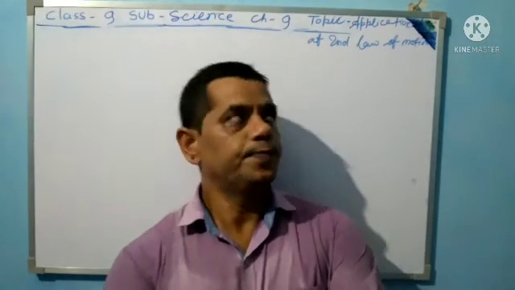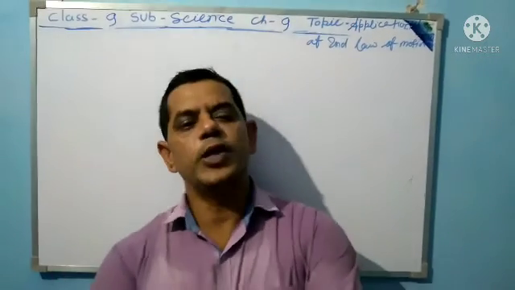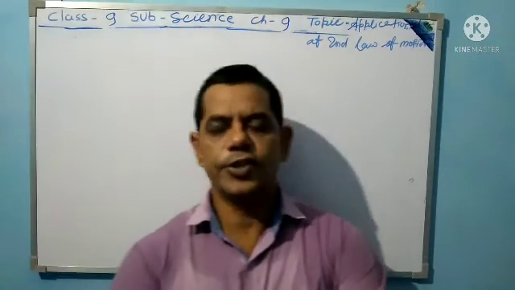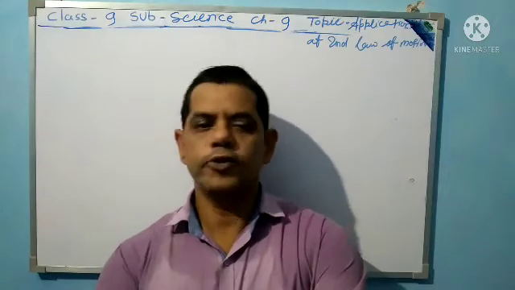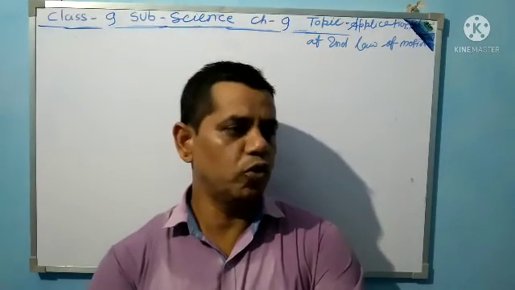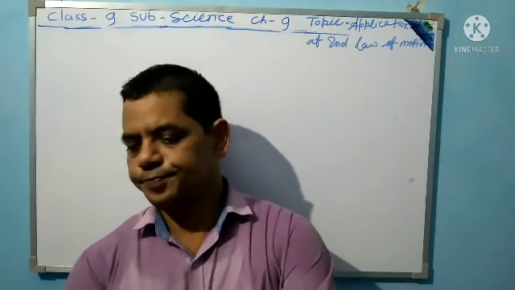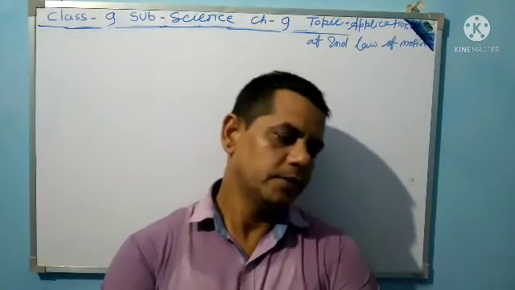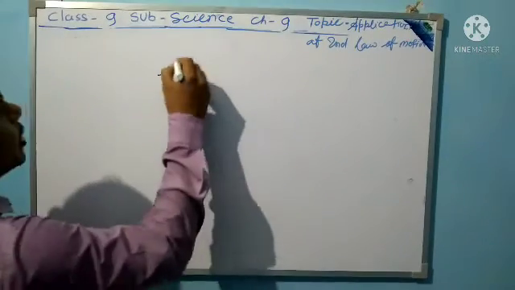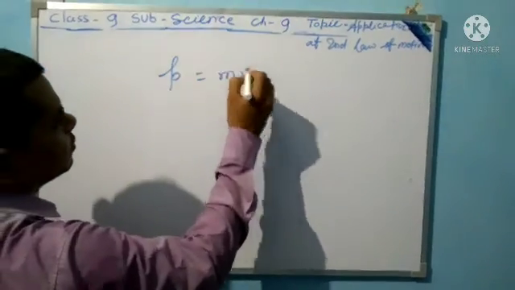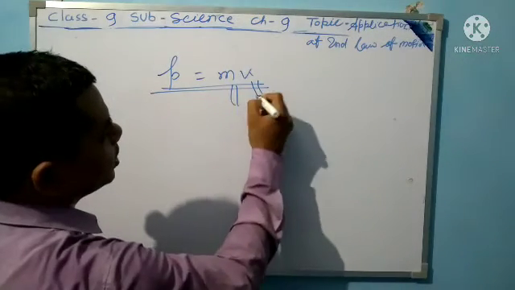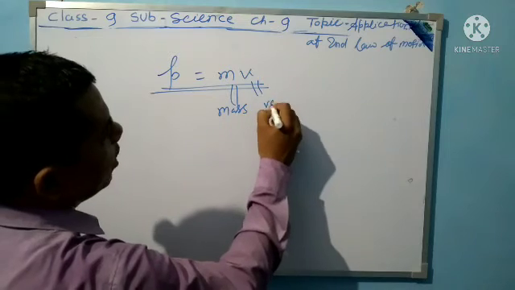Today I will teach you Chapter 9, Application of Second Law of Motion. In previous classes, I also taught you what momentum is. You know, the formula for momentum is P equals m into v. Momentum is denoted by P, and it depends on the mass and the velocity. That is the mass and that is the velocity.